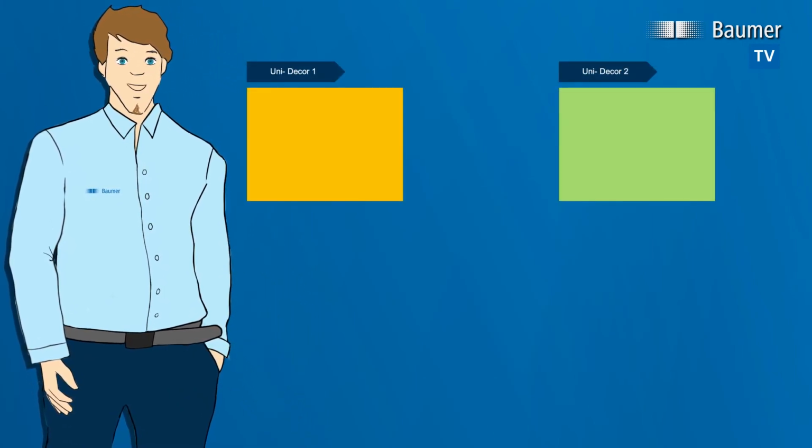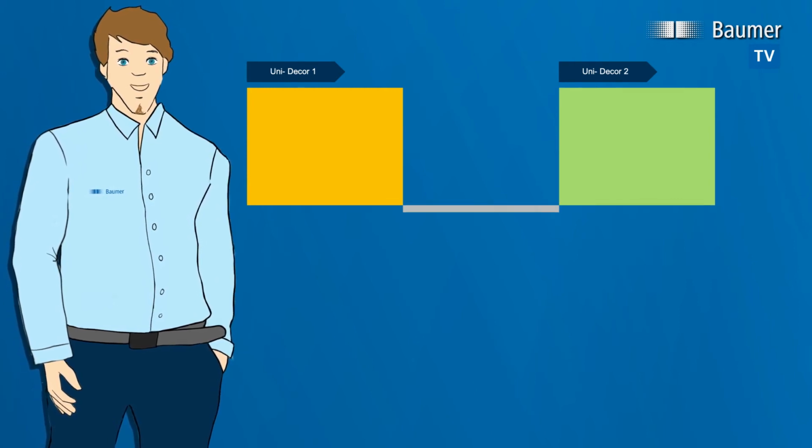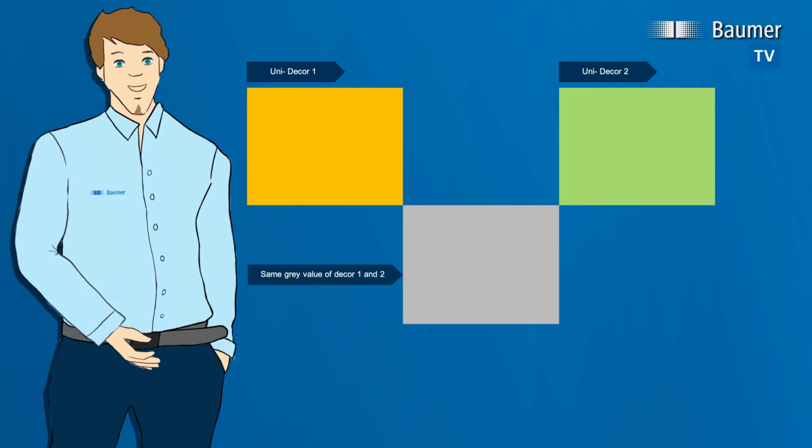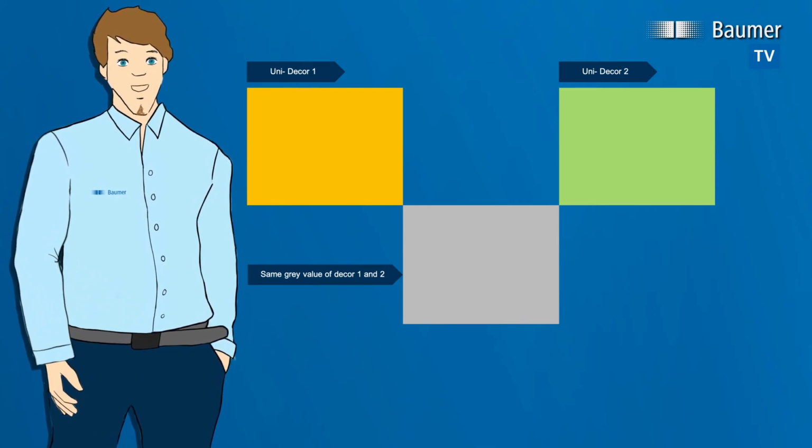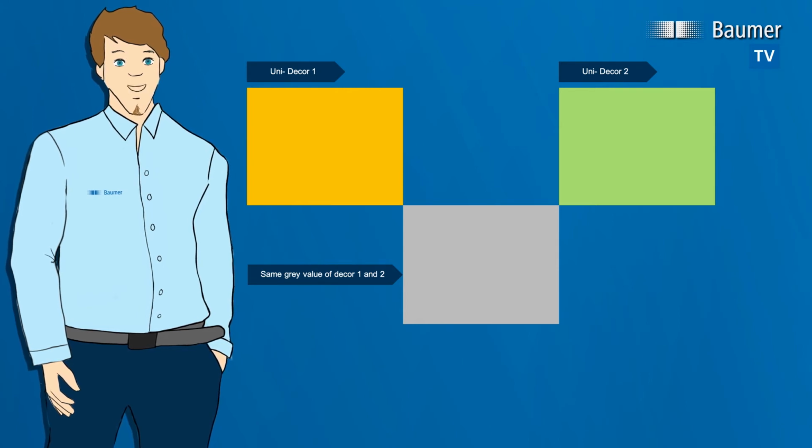Baumer systems often use color cameras. Why? This graphic shows a yellow and a green uni decor that have the same gray value when photographed with a black and white camera. A color camera is therefore necessary to distinguish between the two decors.